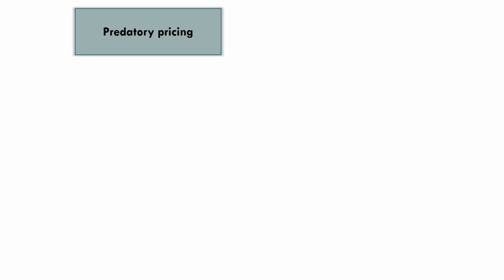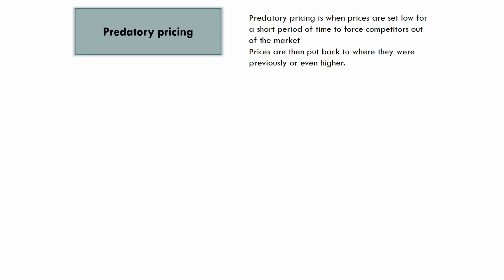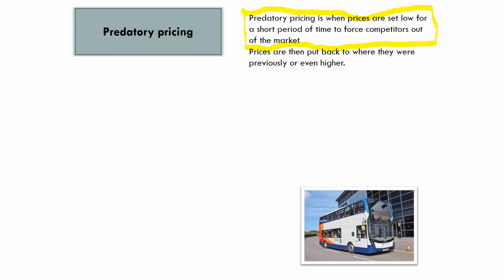Now let's look at predatory pricing. Predatory pricing is when prices are set very low for a short period of time and the intention is very clear: the intention is to force competitors out of the market. The idea is that they can't live with such low prices, they lose all their customers and they go insolvent, they go out of business. Once they're out of the way, then the business can put prices back to where they were before or even higher, but they've eliminated the competition.